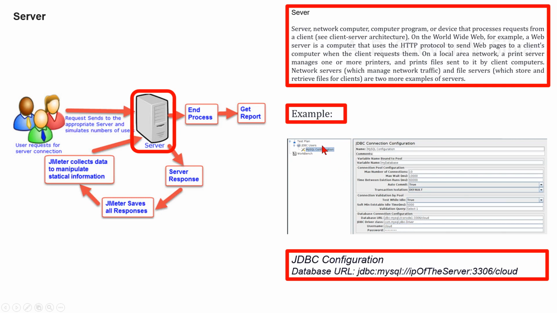By selecting the JDBC users element, click your right mouse button to get the add menu, then select Add, then Config Element, then JDBC Connection Configuration, then select this new element to view its control panel here.